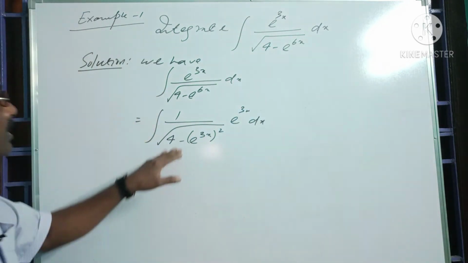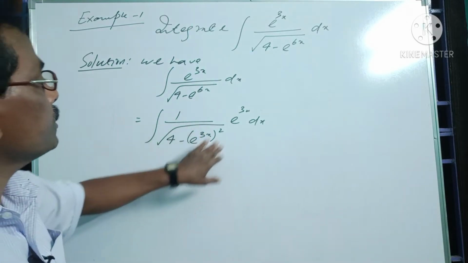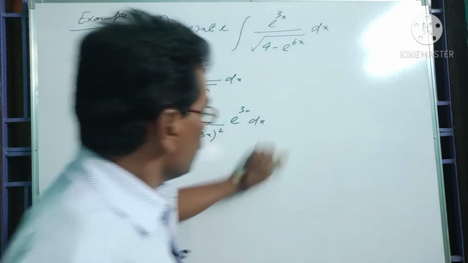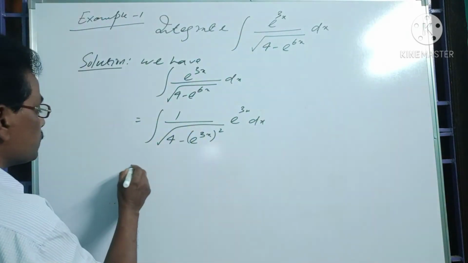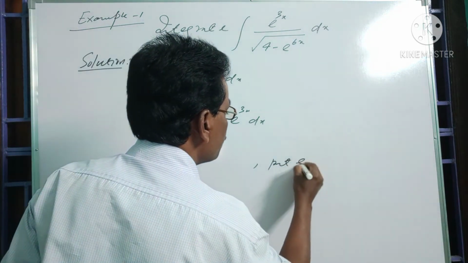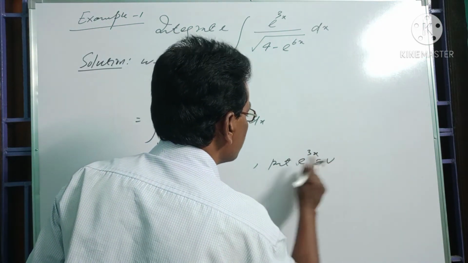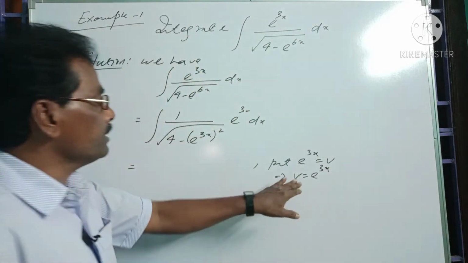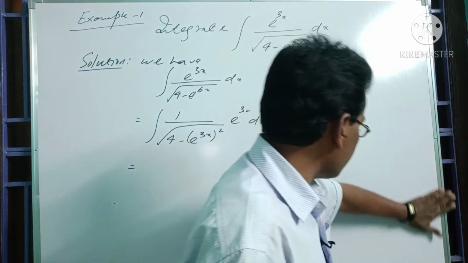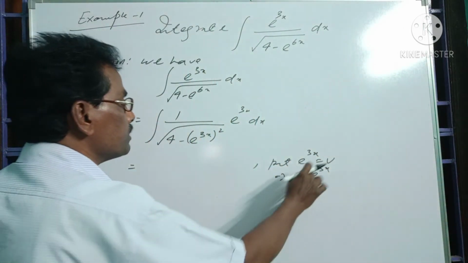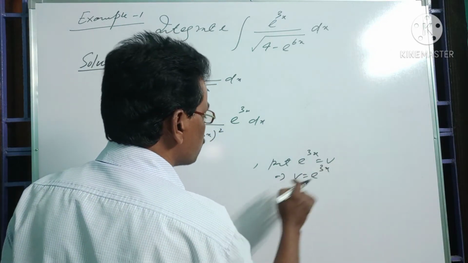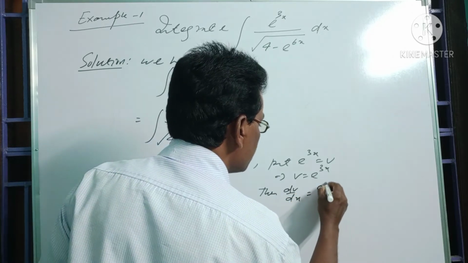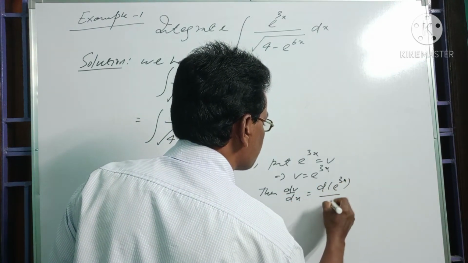Now see, if you differentiate e to the power 3x, it will give us e to the power 3x, which is in the numerator. So let us substitute e to the power 3x as v, that is, e to the power 3x is equal to v. Now see, here v is a function of x and e to the power 3x is an exponential function in composite form. So differentiating v with respect to x, it will give us dv by dx, which is equal to the derivative of e to the power 3x with respect to x.